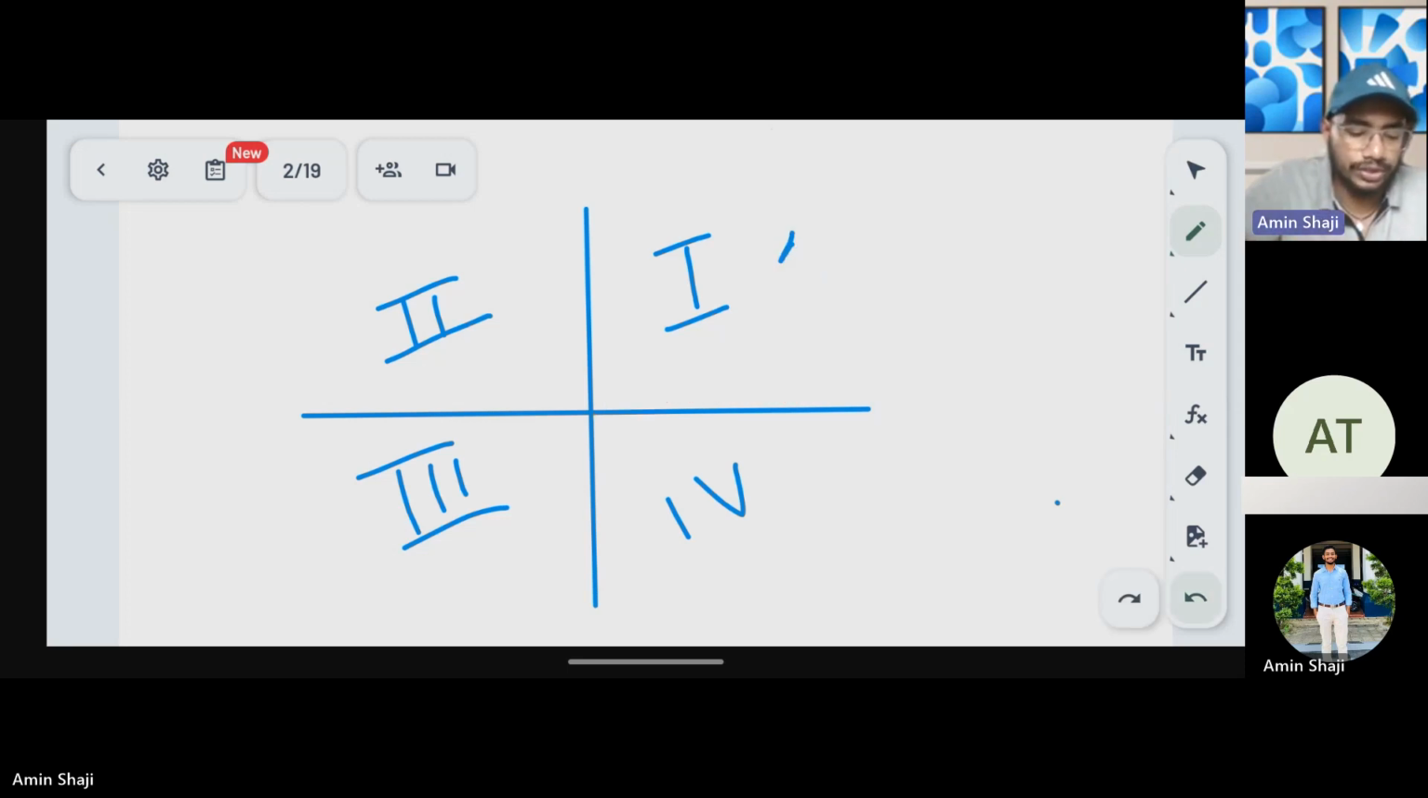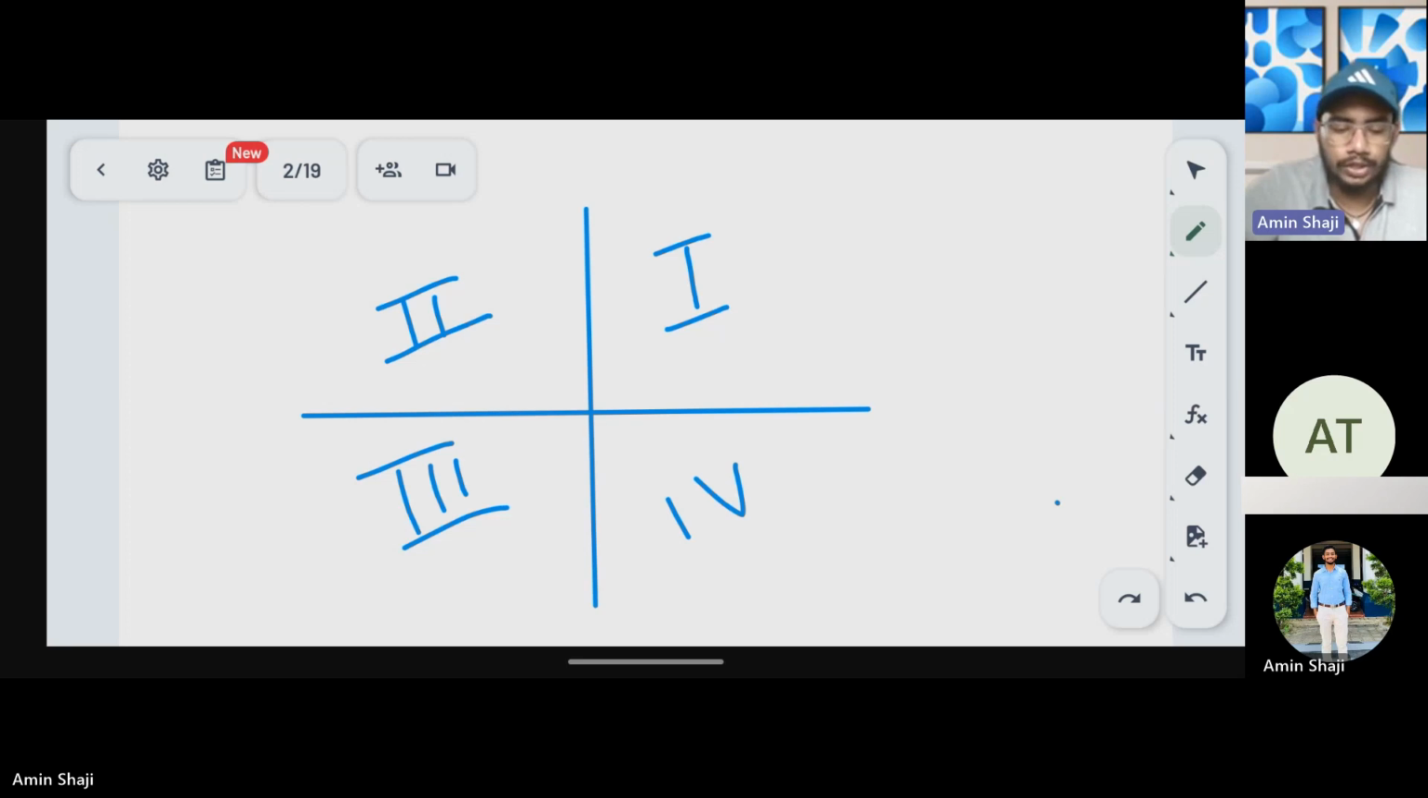And what about the second quadrant? X is negative and y is positive. Third quadrant, both negative. Fourth quadrant, y negative, x positive. X positive, exactly.